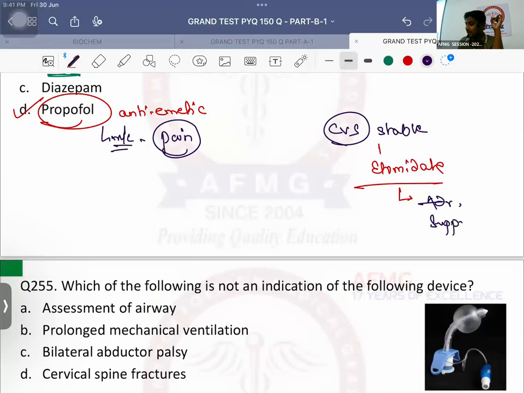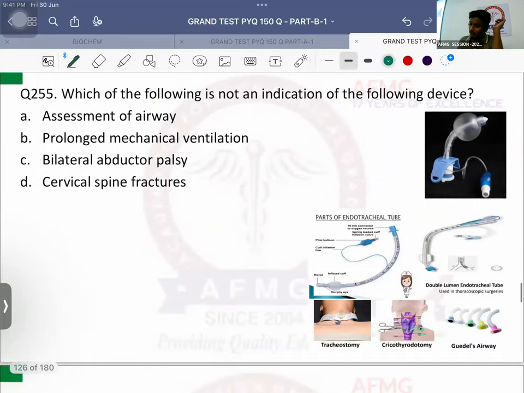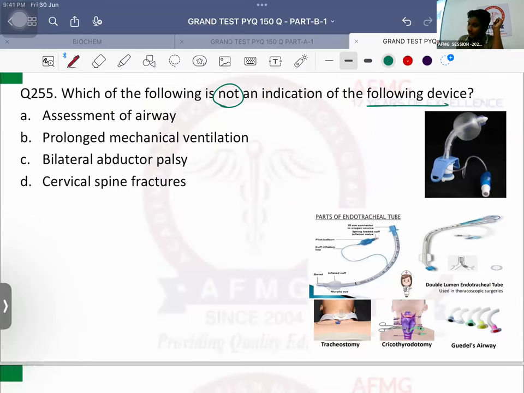It causes adrenal suppression. Please remember. That's the reason why etomidate is not used in any other surgery except CVS surgeries. 255. Which of the following is not an indication of the following device?